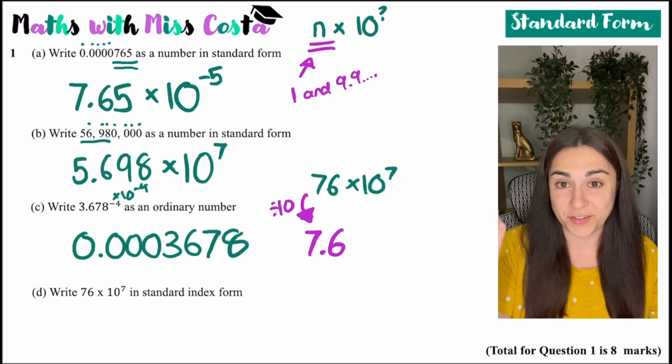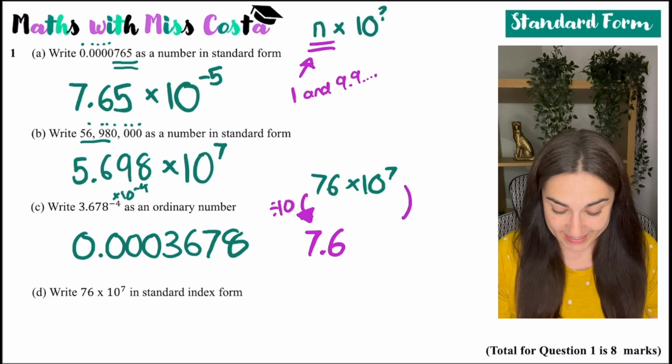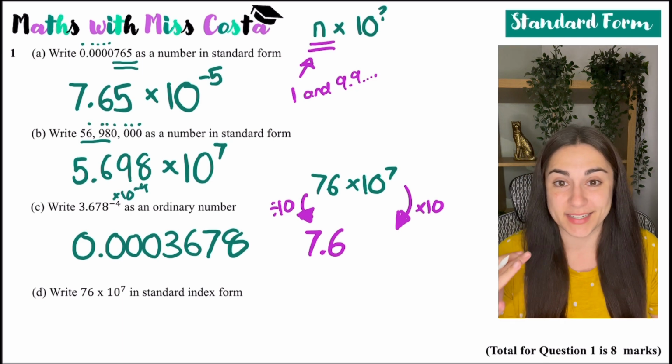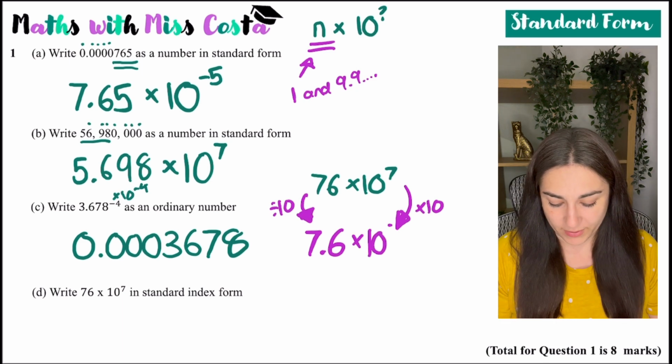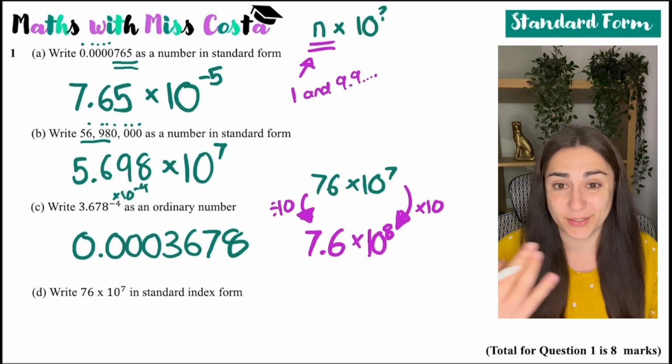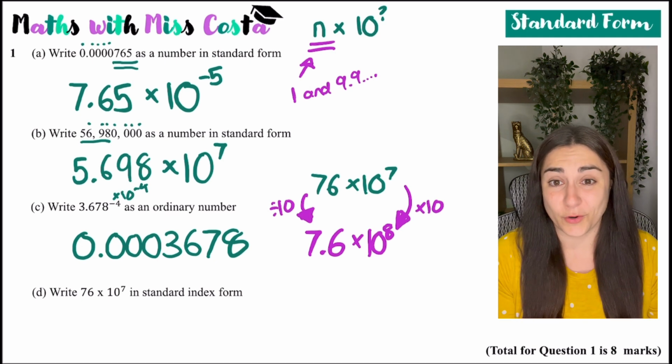Because you've divided one part of the calculation by 10, you need to multiply the other part of the calculation by 10 in order to keep it balanced. So that would be 7.6 times 10 to the power of 8. You can always double check it by actually working out the calculation, and you've got a calculator, so that should be pretty simple.